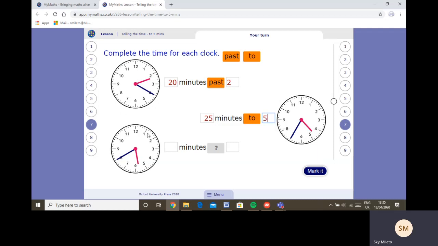And this one is also on the left-hand side, so we know it has to be to. And we can count 5, 10, 15, 20. It's pointing at the 8, so it's 20 minutes until it will be 6 o'clock, because we can see that the hour hand is going towards the 6.